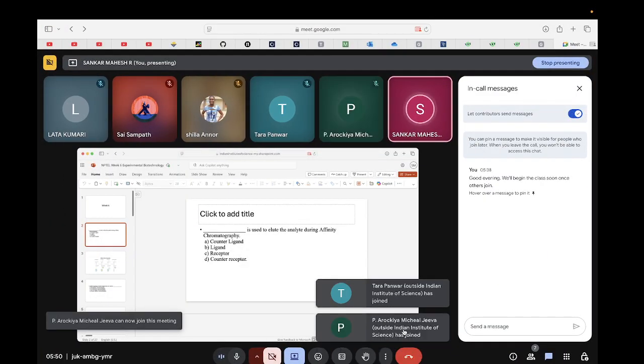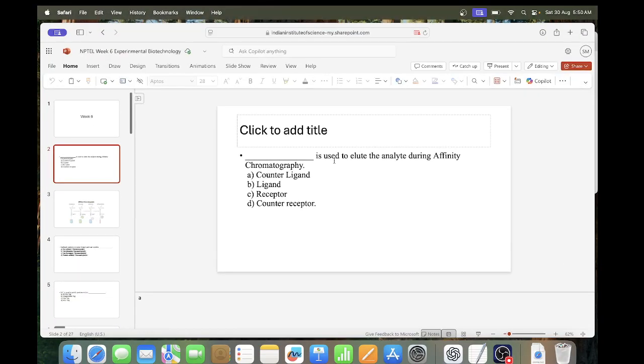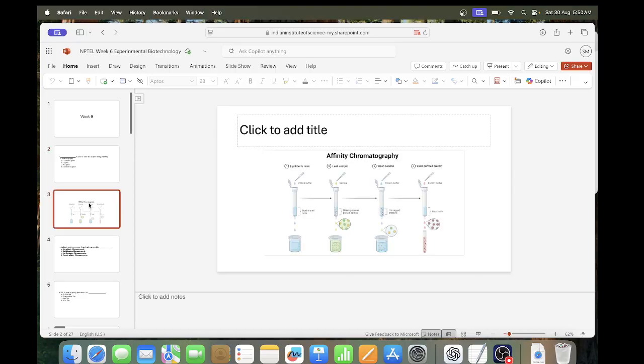So in this case, imidazole is rather a counter ligand. It competes with our protein to be able to bind to the nickel NTA beads. So the right answer for this question is option A, counter ligand. This is just a description of how affinity chromatography works.